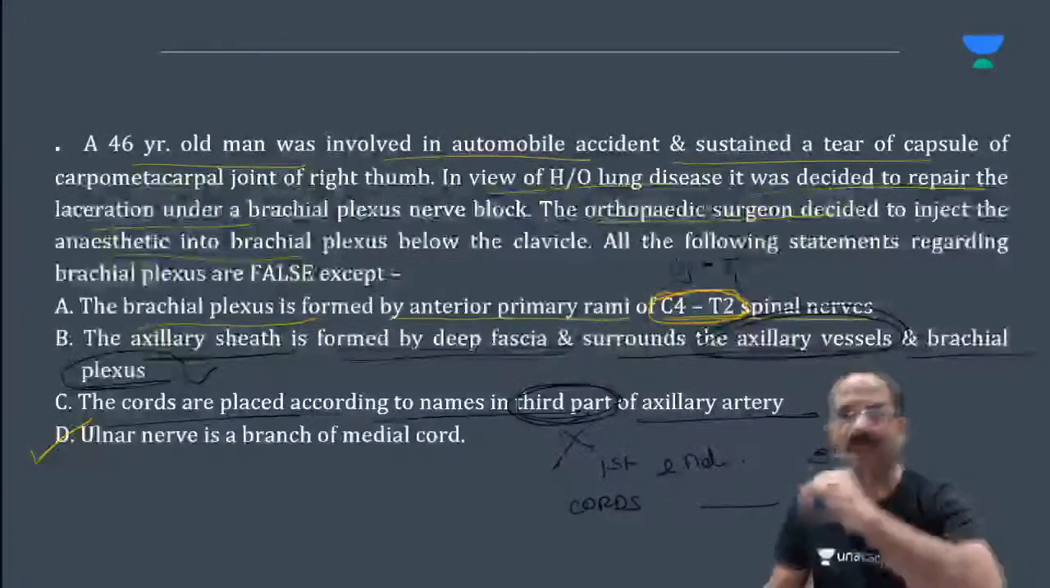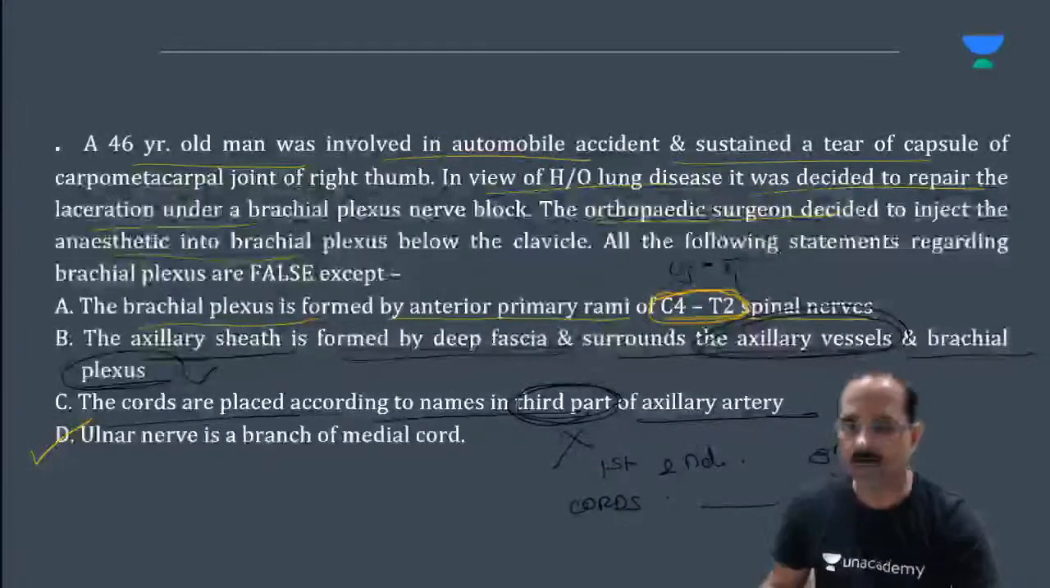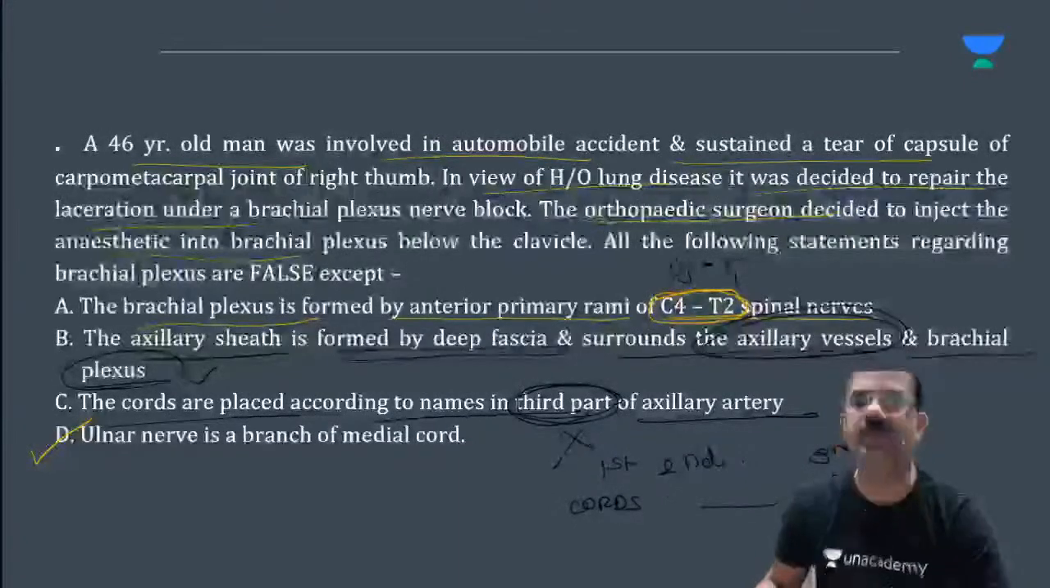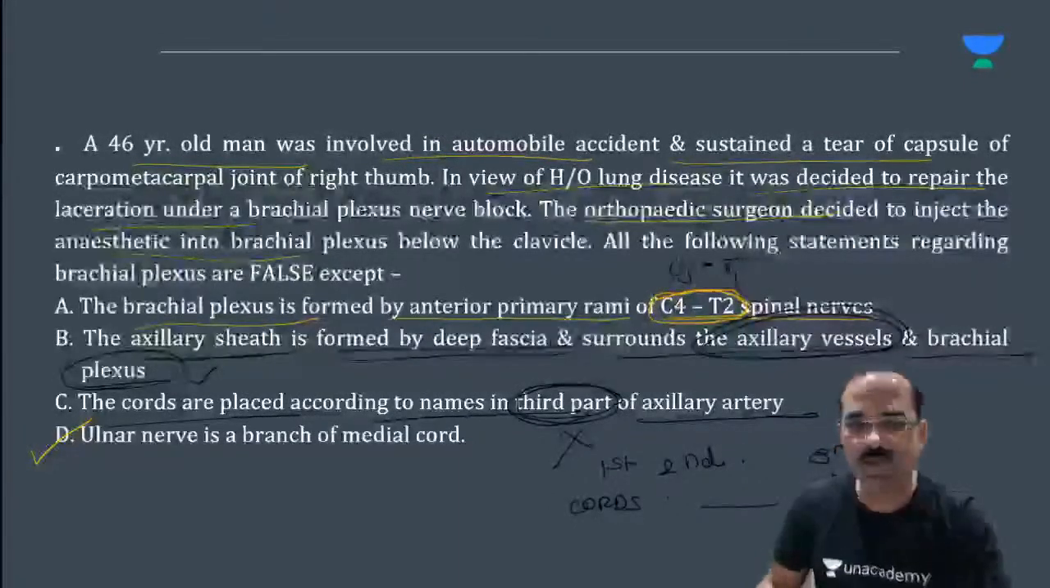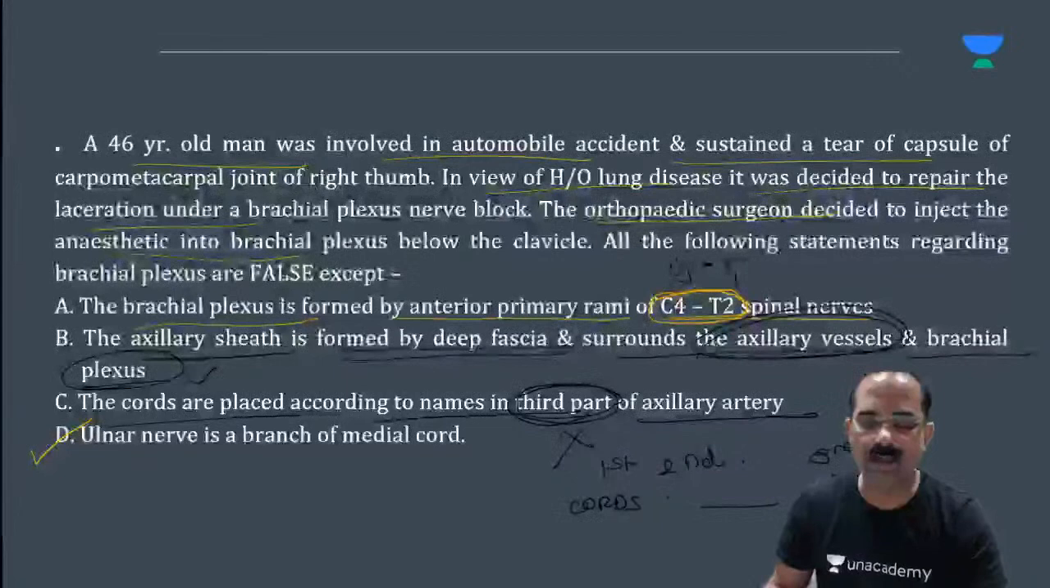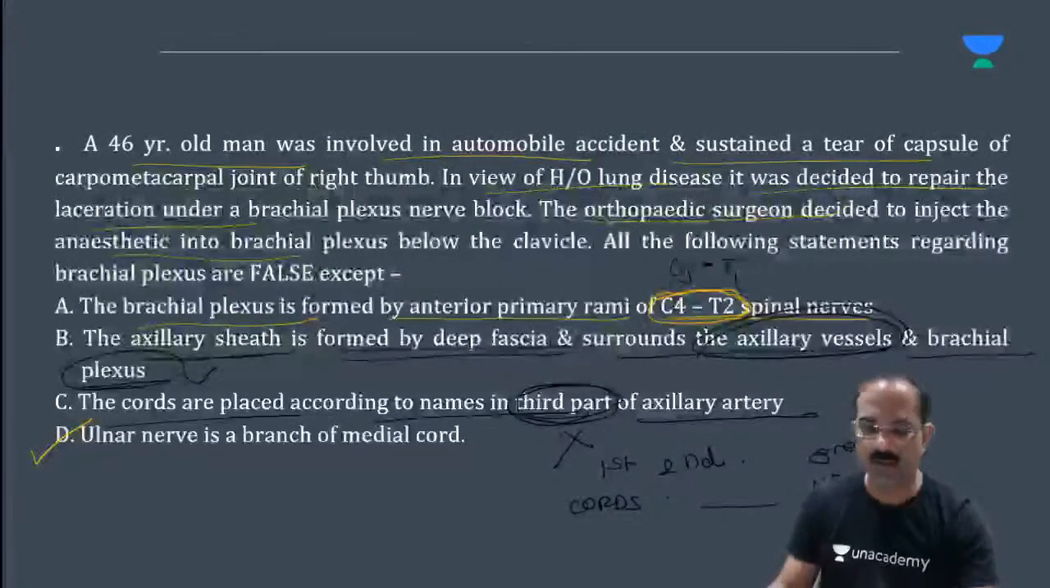So then what do you get in the third part of the axillary artery? In the third part we get all the nerves. Nerves are present in the third part of the axillary artery. I hope this is clear.